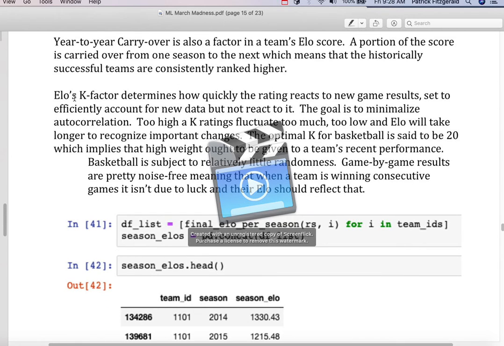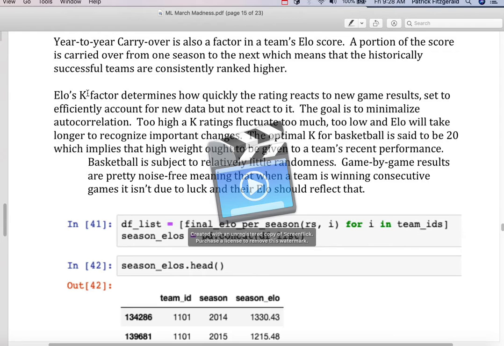And now this K factor is something interesting for ELO scores. It determines how quickly the rating reacts to new game results, so as to efficiently account for new data but not react too strongly to it. So the goal is to minimize autocorrelation. Too high a K rating fluctuates too much; too low, and ELO will take longer to recognize important changes. The optimal K for basketball is said to be 20, which implies that high weight ought to be given to a team's recent performance.